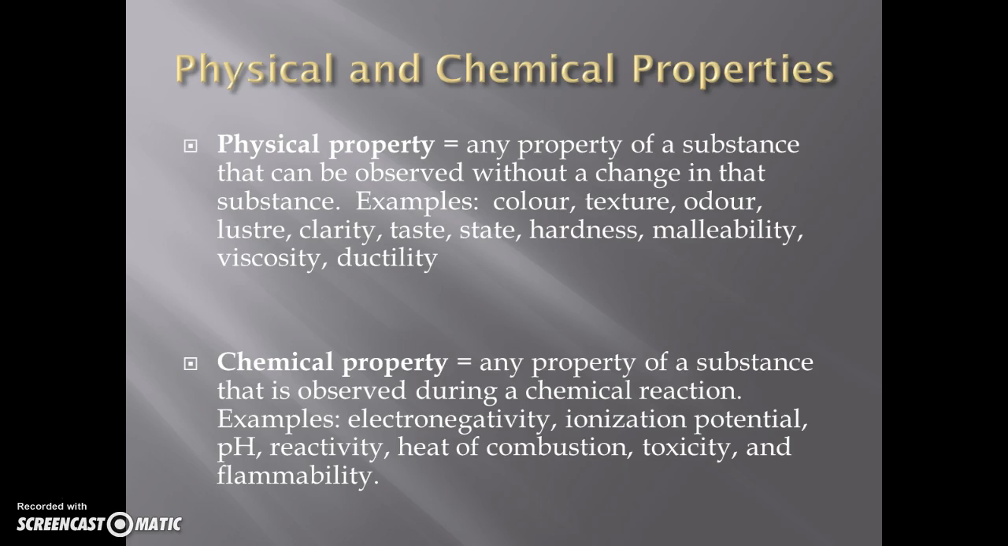Okay, let's talk about physical and chemical properties. Physical properties, we're going to use both of these things, physical and chemical properties, to describe substances that we're dealing with. So physical properties, it's any property of a substance that can be observed without a change in that substance. So things like color, texture, odor, things that we can observe without changing it.